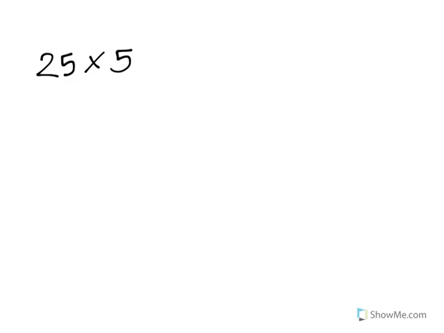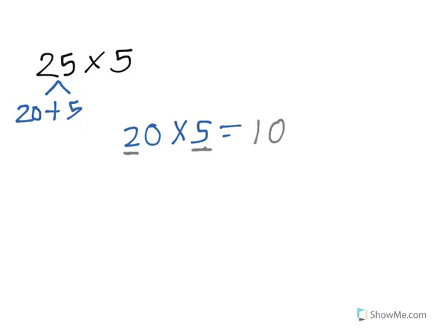Let's say we have 25 times 5. I'm going to break 25, or decompose it, into 20 plus 5. This allows me to solve 20 times 5. And when thinking about 20 times 5, I can remember that I just focus on this digit, the 2, and the 5. 2 times 5 makes 10, and then I add my 0 back to it, so 20 times 5 is 100. Then I take my other part, which is 5, and multiply it by 5, which gives me 25.